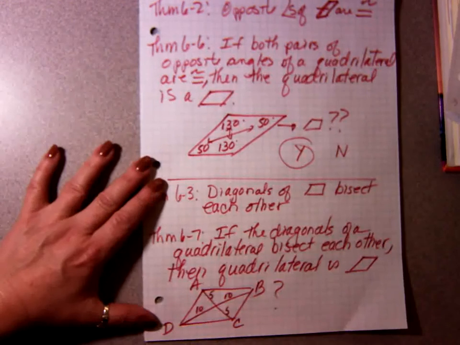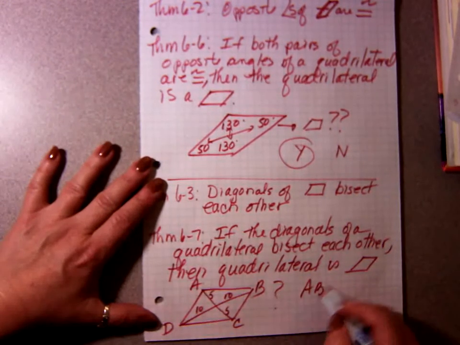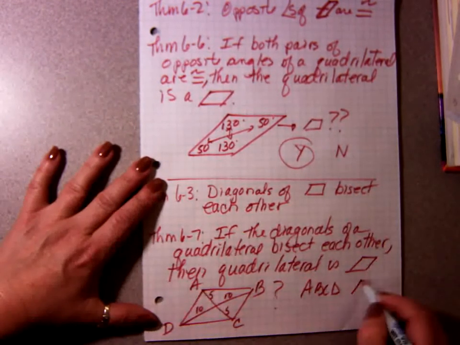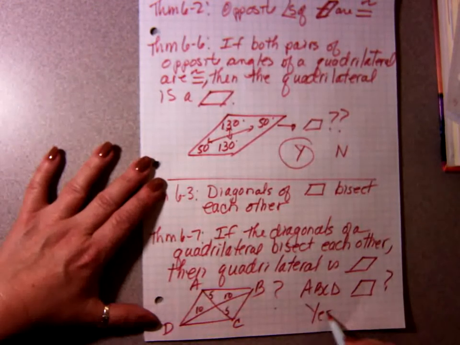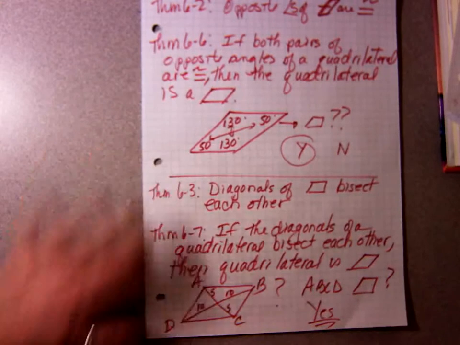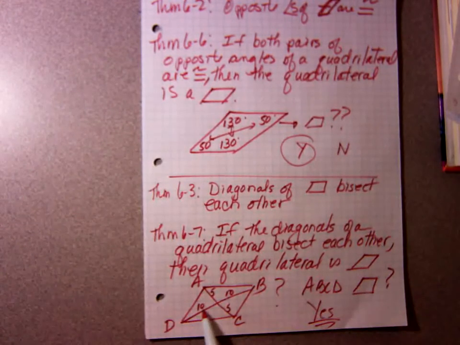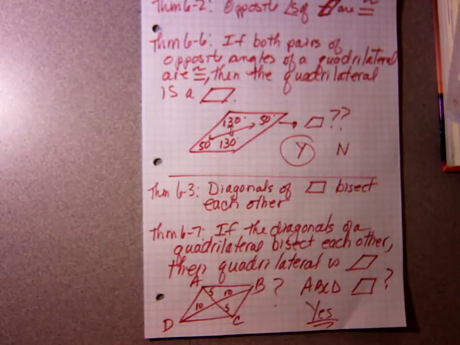Is this figure ABCD a parallelogram? Yes. Based on the fact that the only information we've been given is the length of these diagonals, and each side is congruent to the other, this is a quadrilateral.